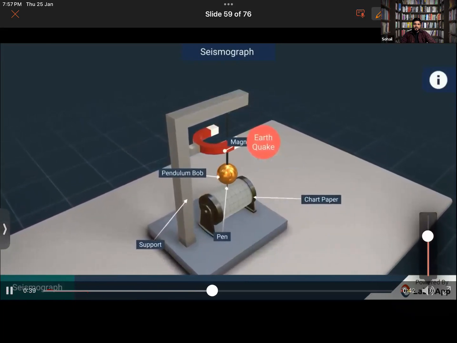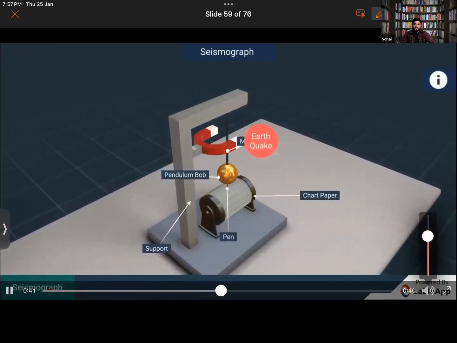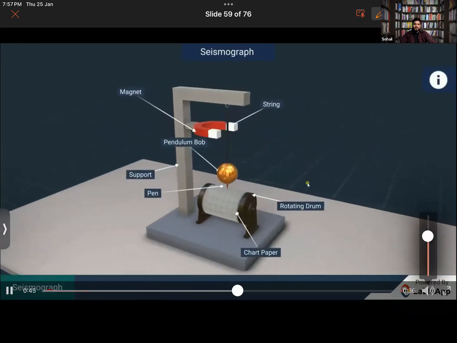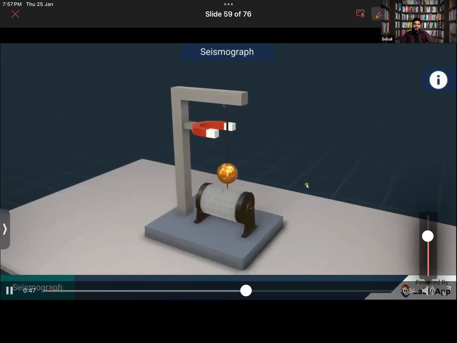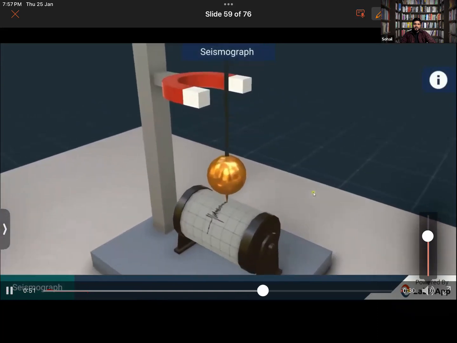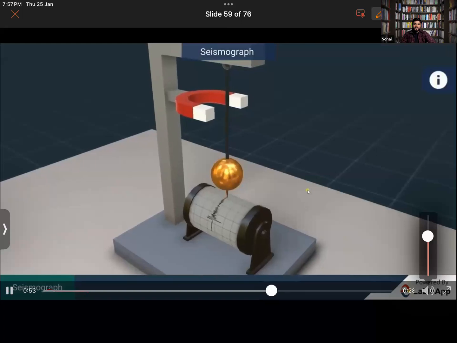Trigger a mock earthquake on the table to see the seismograph in action. We can see that the pendulum tip records the earthquake on a graph sheet. In this activity, we have seen the recording of seismic waves caused by earthquakes.